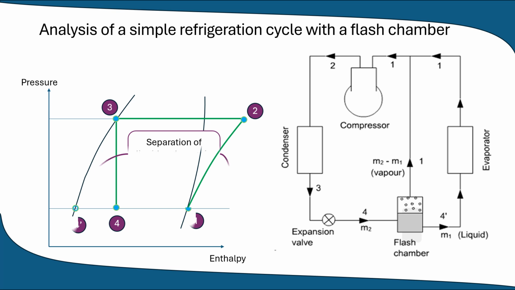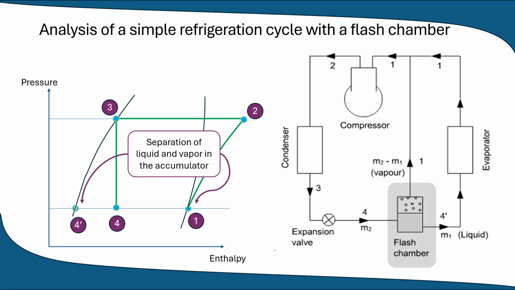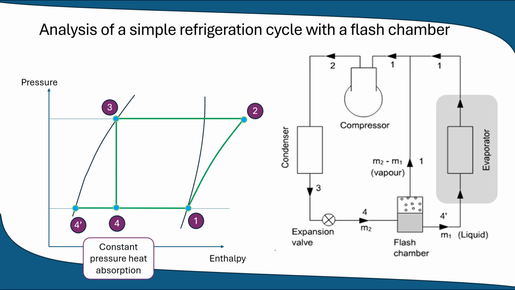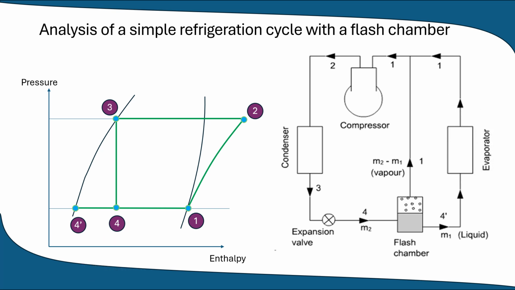In the flash chamber, the refrigerant separates into saturated liquid, point 4 dash, and saturated vapor, point 1. The liquid refrigerant from the flash chamber goes through the evaporator from point 4 dash to point 1. The dry saturated vapor goes into the compressor along with the dry vapor from the evaporator exit point.